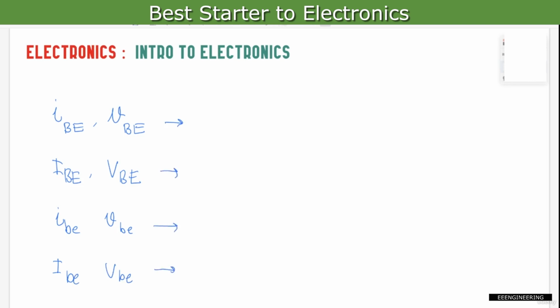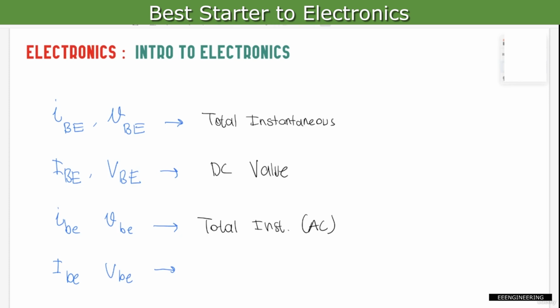If you have a small letter and a capital subscript, that means you're working with total instantaneous values in DC. If you have a capital letter and also a capital subscript, that means you have a DC value. If you have a small letter and a small subscript, that is going to be the total instantaneous value in AC. And if you have a capital letter and a small subscript, that means you have a phasor value. I hope I don't break these rules. I set them right now. I think I'm going to be able to apply these notation rules for the rest of the course, but if I ever make a mistake, just let me know. I will correct it right away.